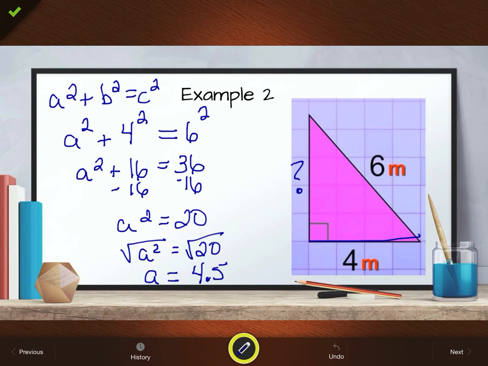Make sure it makes sense in the context of your question. It is a leg, so it should always be smaller than your hypotenuse. 4.5 is obviously smaller, so at least I know I'm in the right ballpark. I don't know if it's exactly right without checking, but I can eyeball it and say it's smaller than my hypotenuse, so at least I'm in the right area. But 4.5 is what we got, and so that would be my answer. That is how long this particular leg would be, 4.5 meters.